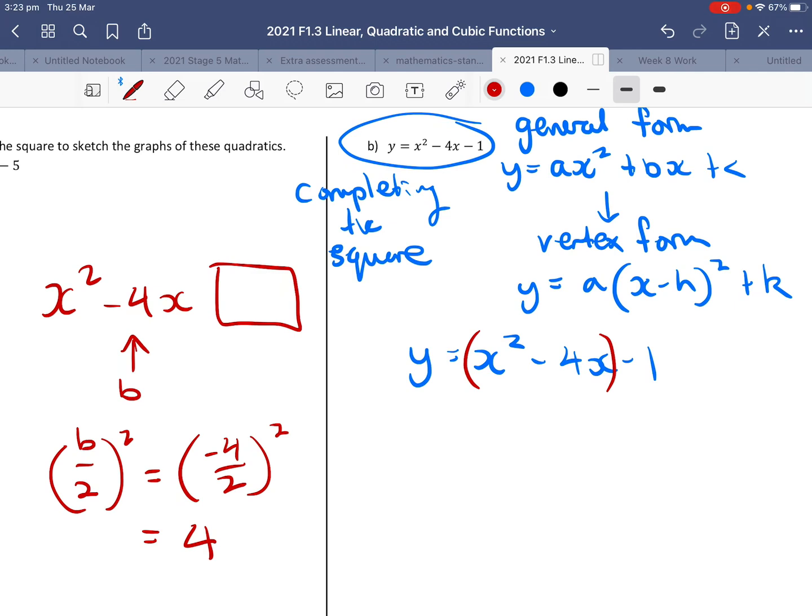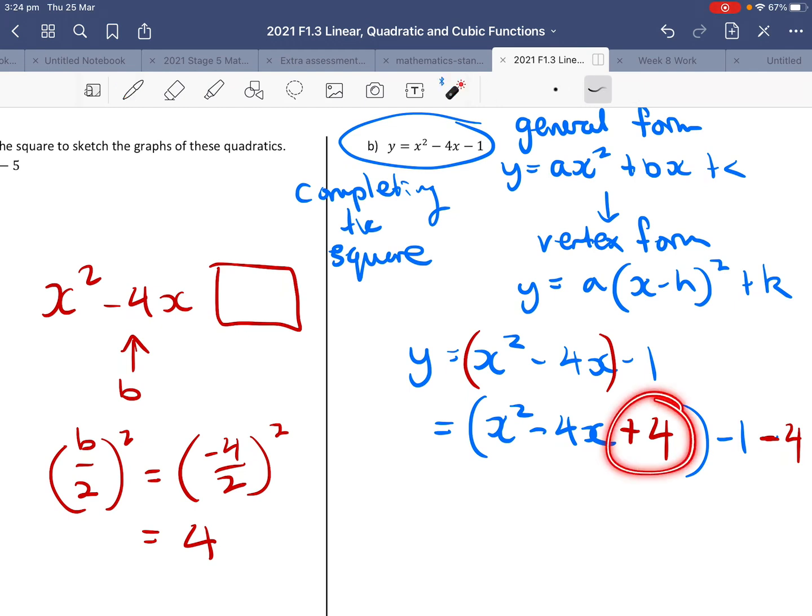So what we're going to do is add a value of 4 to this expression, but in order to keep equality, we need to also subtract a value of 4 on the same side. So let me show you what that looks like. This line is equal to x squared minus 4x plus 4 minus 1 and now minus 4. So in one part of the expression, I've added a 4, and then I've subtracted a 4 just a little bit later.